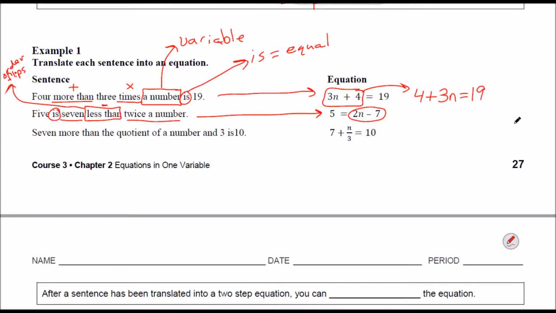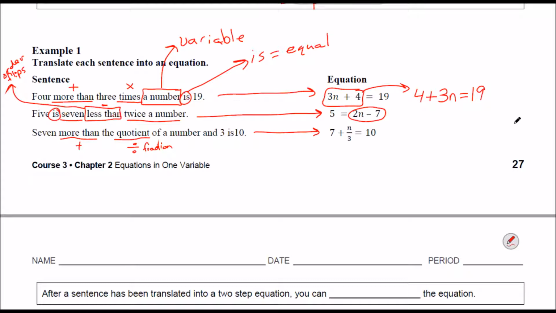The next one, we have 7 more than, so we know more than means addition. We have the word quotient, which means division, or a lot of times people write this as a fraction, okay? So 7 more than the quotient of a number and 3 is 10. So we slide it over here. So we have 7 plus n divided by 3 equals 10.